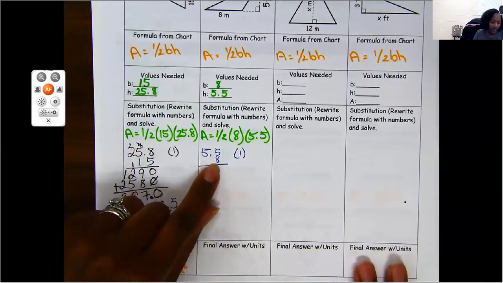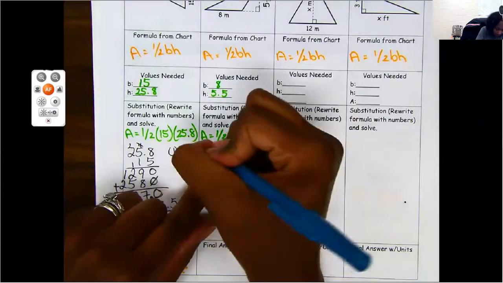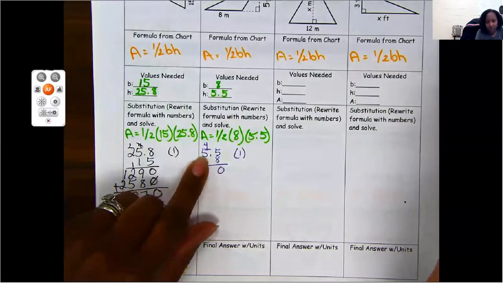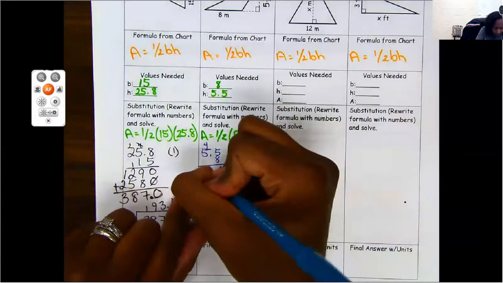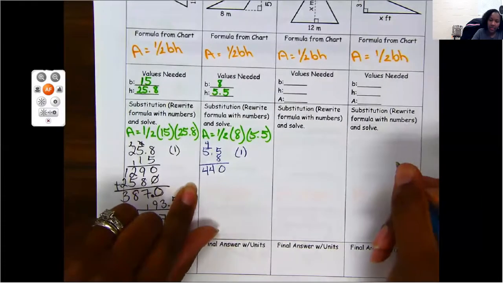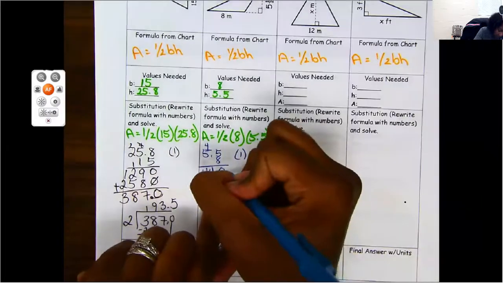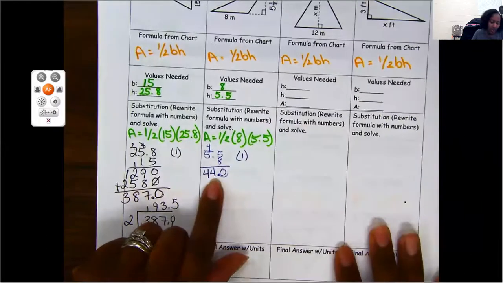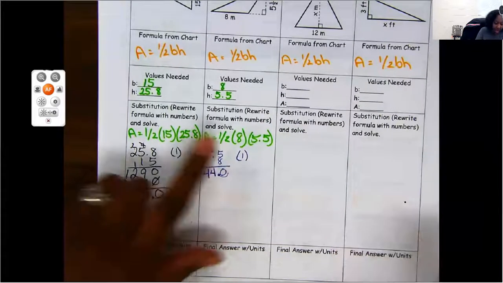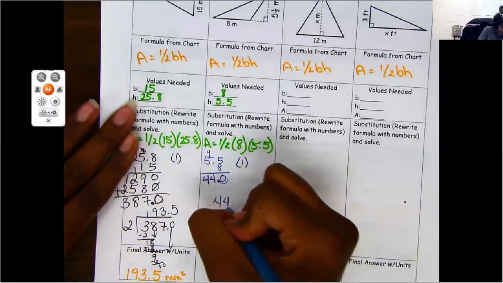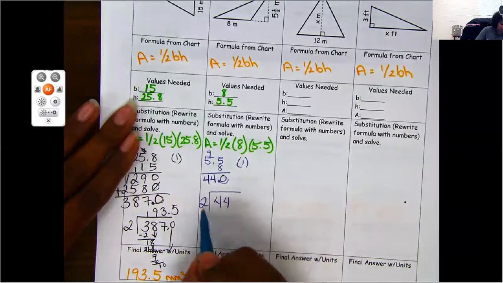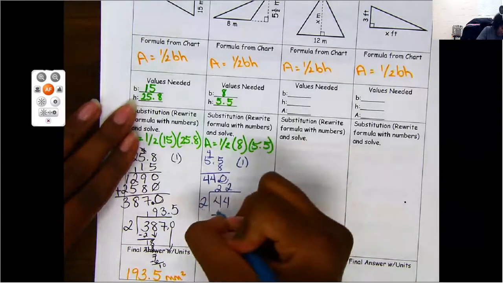Multiply like normal. 8 times 5 is 40. 8 times 5 is 40 plus 4 is 44. Okay. 1 decimal place. Now I need to divide that in half to get my final answer. 2 goes into 4 2 times. 2 goes into 4 2 times.